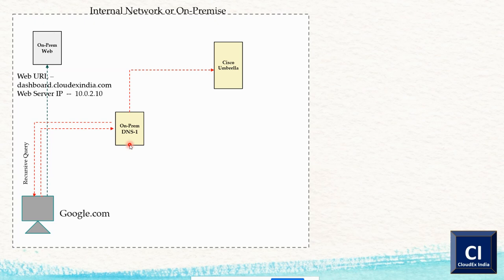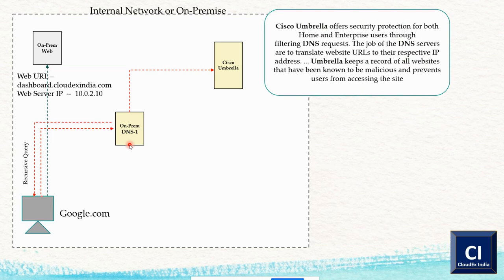So why should I use the Cisco Umbrella? As you know, DNS just gives the resolution. If you are looking for flipkart.com, google.com or yahoo.com, it gives the response. It never verifies whether the site you are trying to access is malicious or not.